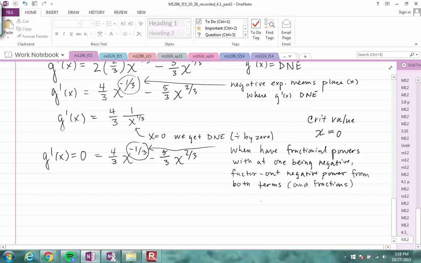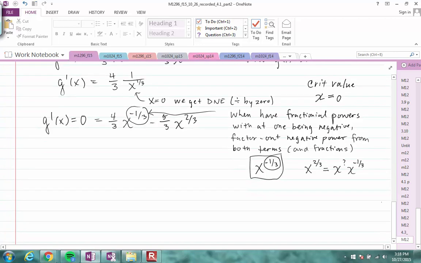Now, what does that mean for this problem? This means that x to the negative 1/3, we're looking at the negative 1/3 power, and it's easy to know how to factor out this power from both terms. We're going to just leave a 4/3 in there. But what about the x to the 2/3? In other words, x to the 2/3 is equal to x to what power times x to the negative 1/3? So that question mark is the correct power that when we put these together we get 2/3.